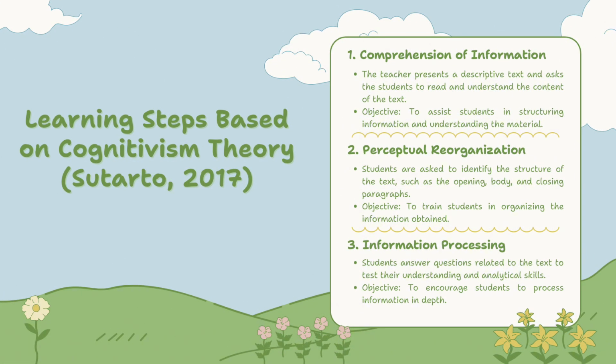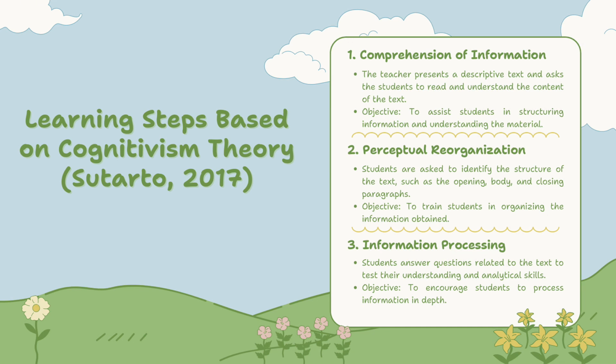Okay, next are the learning steps based on cognitivism theory from Sutarto, 2017. The first is comprehension of information. The teacher presents a descriptive text and asks the students to read and understand the content of the text. The objective is to assist students in structuring information and understanding the material.